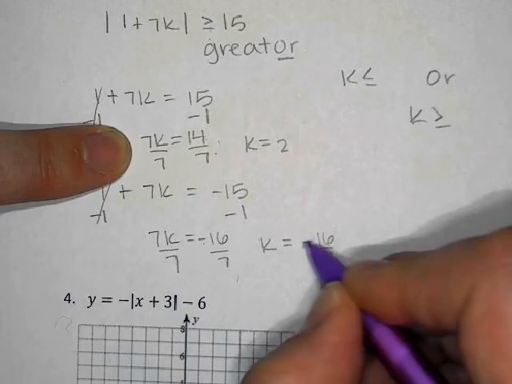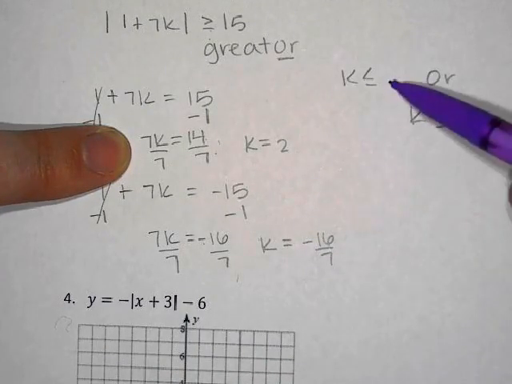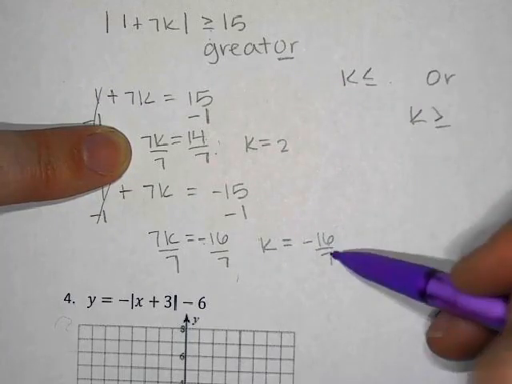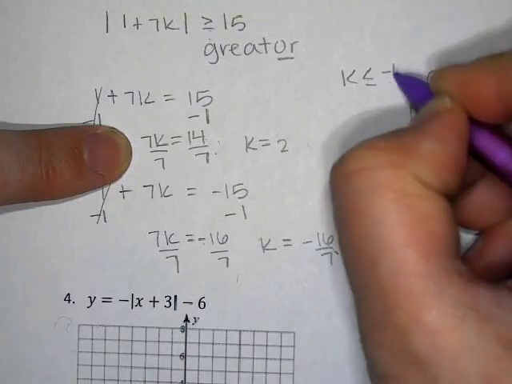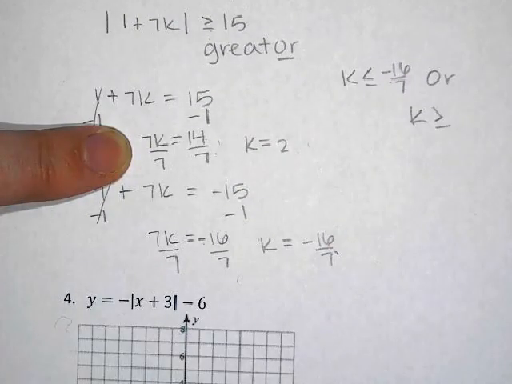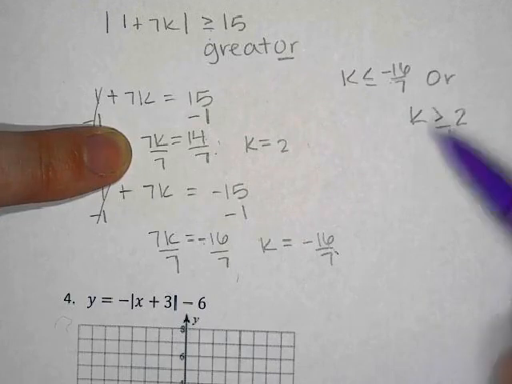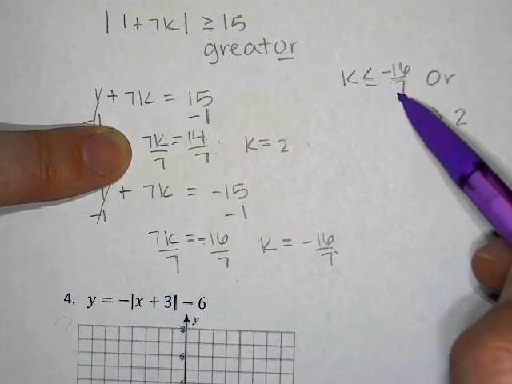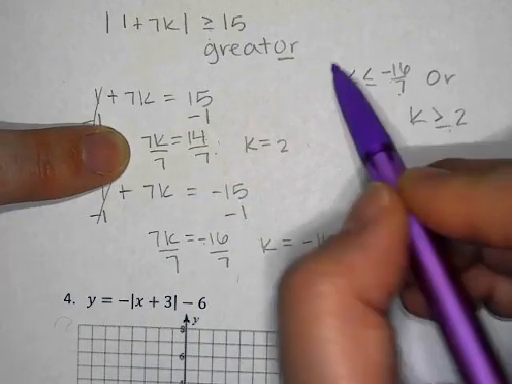Negative 16/7. Okay, so between the two of these numbers, which one should go with the smaller part? The negative 16/7, because it's negative, the other answer is positive. So I'm going to put negative 16/7 right here, and then I'm going to put the positive 2 over here. Is it wrong if you switch these? It is wrong. Your answer is wrong if you switch those. You have to put the smaller number first, bigger number second. Okay.